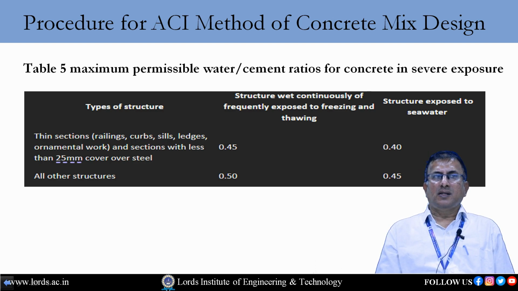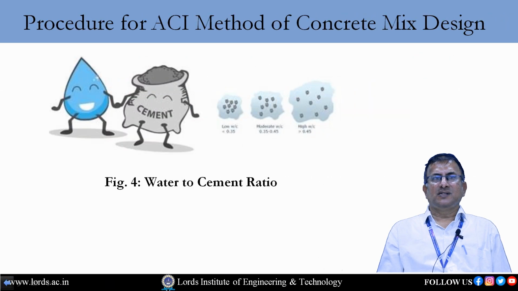For all other types of structures, if exposed to freezing and thawing, the water cement ratio we can take is 0.50, whereas for structures exposed to seawater, the water cement ratio we should take is 0.45. Now here, this is the snap which indicates the mixing of water to cement ratio.